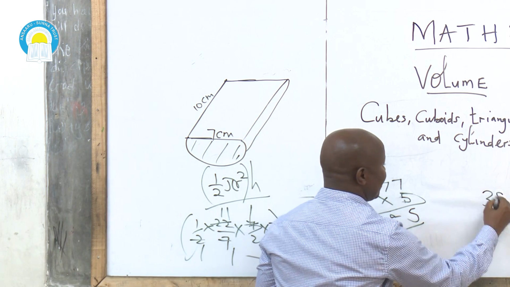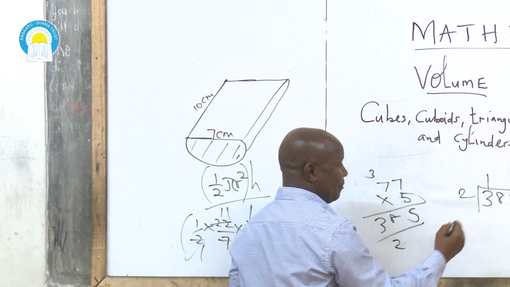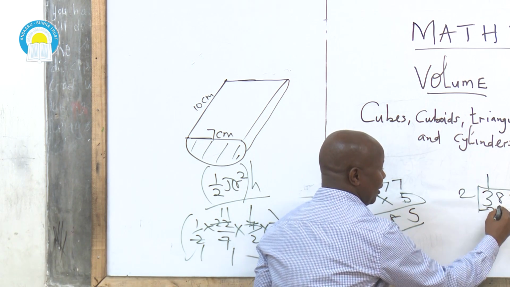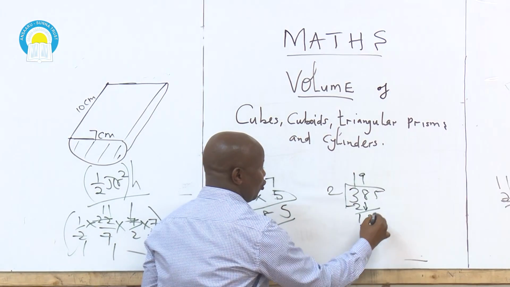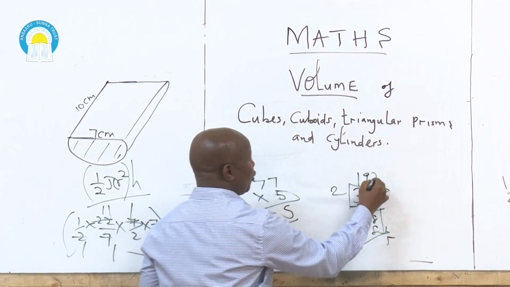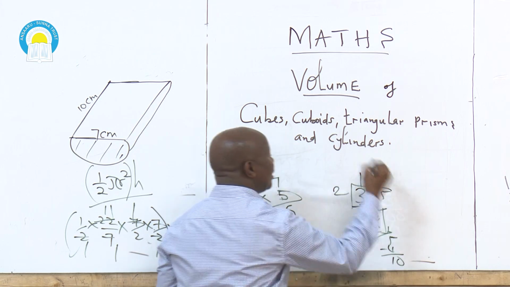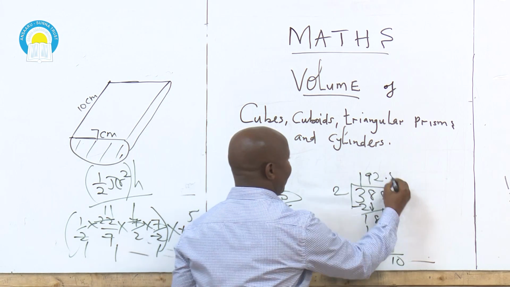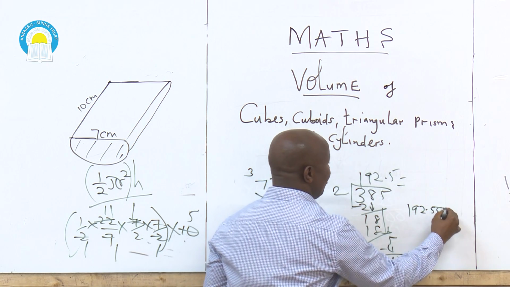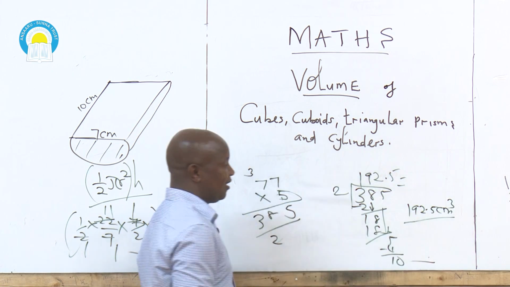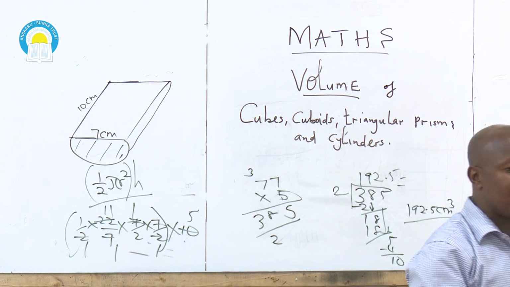Now we have 385 divided by 2. 3 divided by 2 goes only 1 time. You get 2, take away, you get 1. You drop 8, then it's 18, 9 times 2 is 18. Then you drop again 5. 5 divided by 2 is 2, 2 times 2 is 4. You minus, you get 1. You add 0, then you put a point. 10 divided by 2 is 5. So our answer is 192.5 cubic centimeters. Another way in exam, if you don't meet 192.5, I have said many times, 0.5 is the same as half.